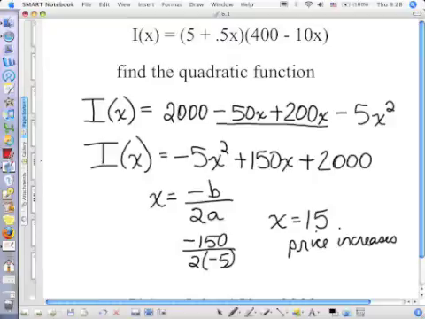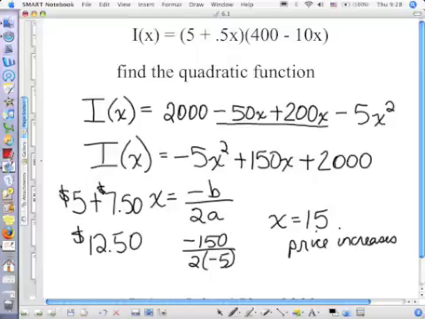So let's figure out how much we're charging. What did we charge originally? $5. And we're going to increase it 50 cents 15 times. How much money is that? $7.50. So what's one ticket going to cost? $12.50. We are going to charge $12.50.